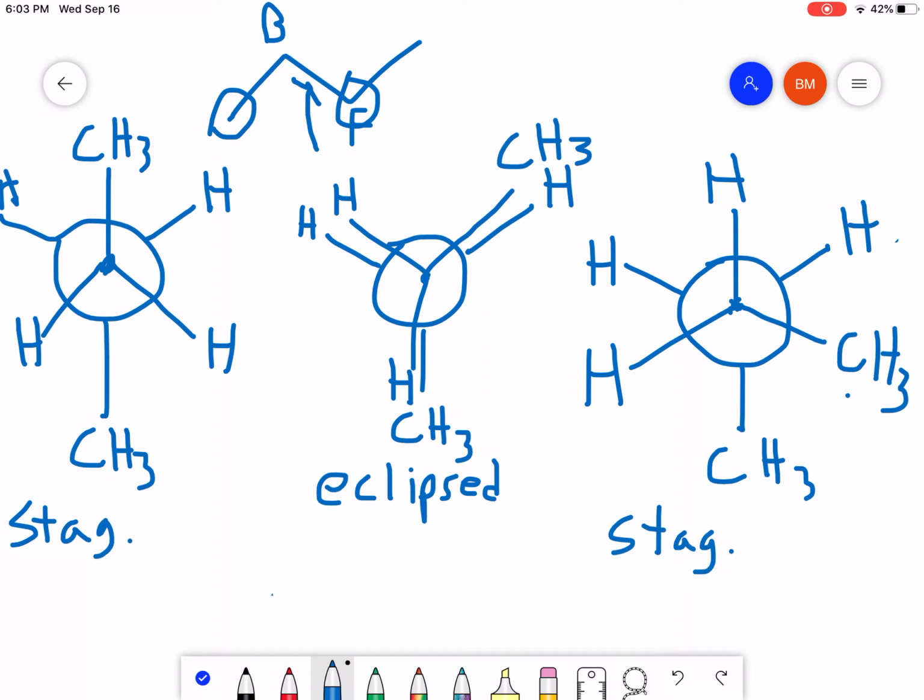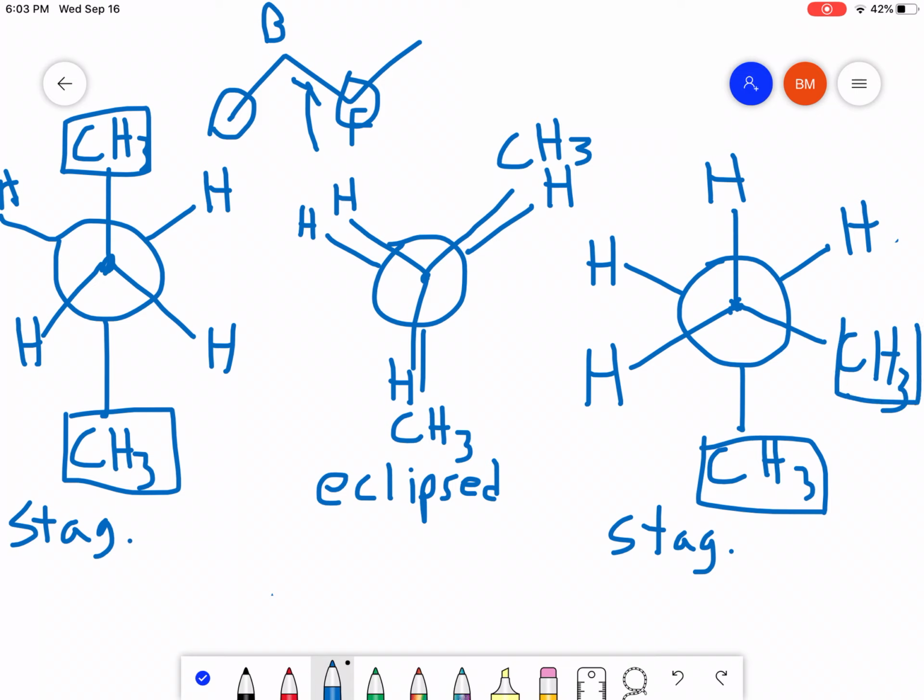Now you'll notice one thing here, though. The 2 staggers don't look exactly the same. If we focus on the largest groups on each carbon, that's going to be the 2 methyl groups. In the first structure, these 2 are diametrically opposed to each other. They're as far apart as they can possibly be. Whereas over here, they're still staggered, but they're definitely closer to each other than they were.